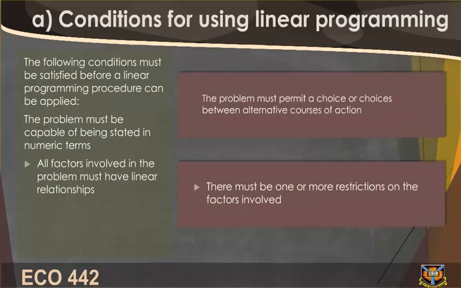A. Conditions for using linear programming. The following conditions must be satisfied before a linear programming procedure can be applied. The problem must be capable of being stated in numeric terms. All factors involved in the problem must have linear relationships. The problem must permit a choice or choices between alternative courses of action. There must be one or more restrictions on the factors involved.